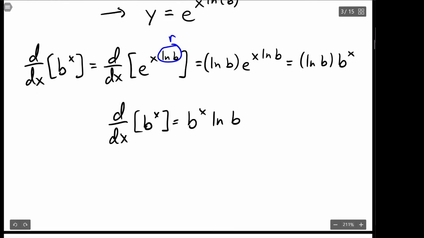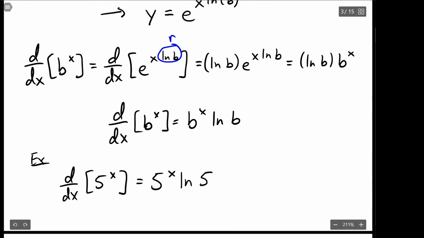As a brief little example of this, the derivative of 5 to the x, for example, would be 5 to the x ln of 5. So hopefully that makes sense. And now we can differentiate a whole bunch more functions. We can differentiate exponential functions.